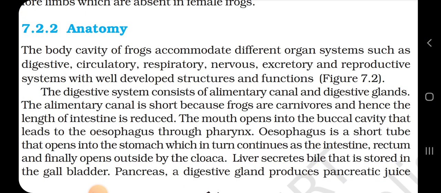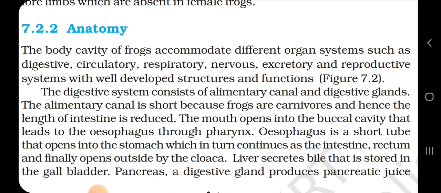7.2.2 Anatomy. The body cavity of frogs accommodates different organ systems such as digestive, circulatory, respiratory, nervous, excretory and reproductive systems, with well developed structures and functions. Figure 7.2. The digestive system consists of an alimentary canal and digestive glands. The alimentary canal is short because frogs are carnivorous, and hence the length of the intestine is reduced.